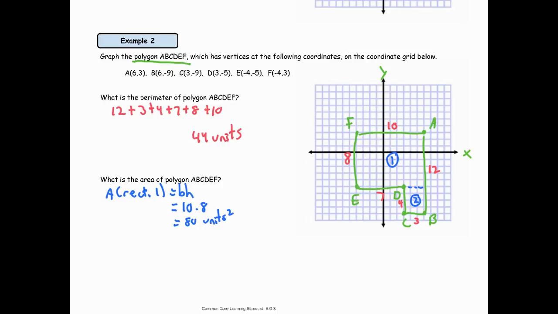Similarly, the area of rectangle 2 can be found by multiplying the base times the height. For rectangle 2, the length of the base, we'll use 3 units down here for segment BC. And then the height, segment CD, has a height of 4 units, so we'll multiply 3 times 4 and get an area of 12 units squared.